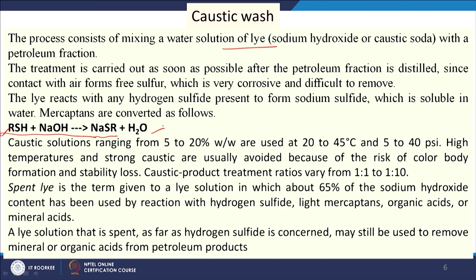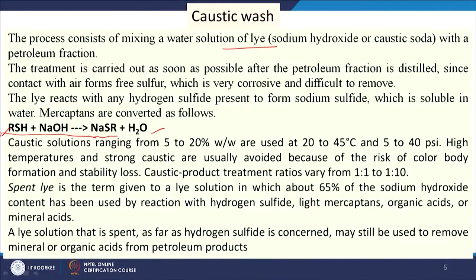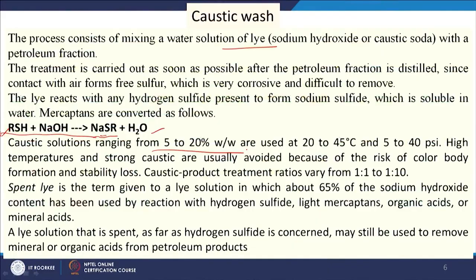So, this is the conversion which takes place during this process, and the mercaptans are made free from the sulphur. Sulphur removal takes place this way, and then it comes to the liquid phase, and sulphur recovery and lye recovery can take place. Now, in this process, we use a lye solution of lower concentration, not high sodium hydroxide concentration, where 5 to 20% weight by weight is used at 20 to 45 degrees centigrade and 5 to 40 psi pressure.